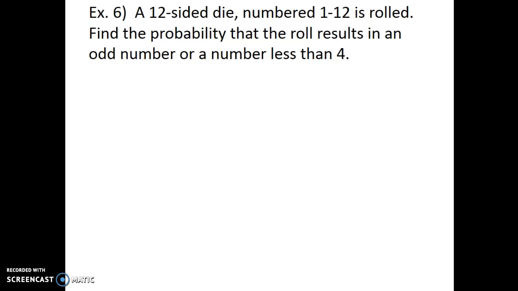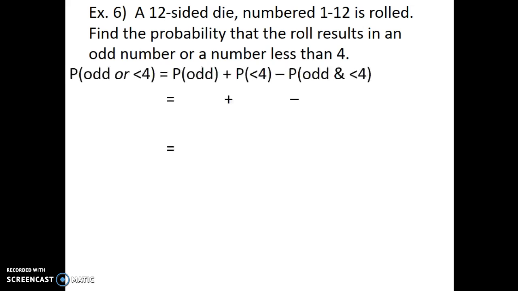So then if I say a 12-sided die, find the probability that the roll results in an odd number or a number less than 4. We're going to sum those together, subtracting out any number that's both odd and less than 4. Half of them will be odd, and then 1, 2, 3 are less than 4. But the numbers 1 and 3, those two numbers are both odd and less than 4. They're not mutually exclusive, so subtract it out. 7/12 would be your probability.